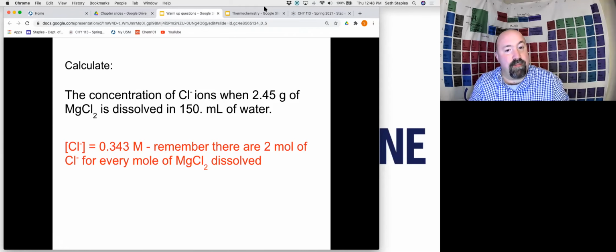The thing you have to remember here, and that some of you probably forgot, and so those of you who got an answer, for instance, of 0.1715, what you forgot is that there are 2 moles of chloride for every 1 mole of magnesium chloride. And so the 0.1715 was the molarity of the magnesium chloride, but we get double the amount of chloride because there are 2 chlorides for every 1 unit of the compound.